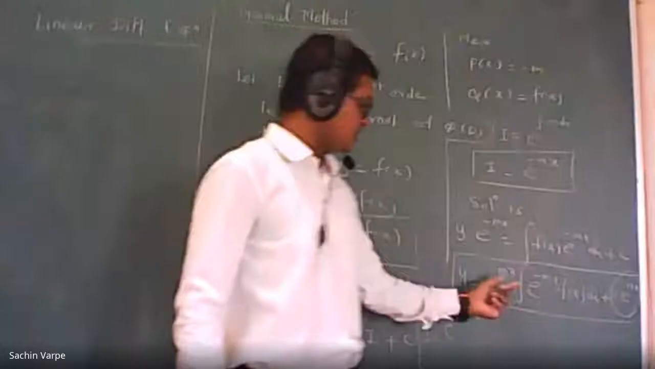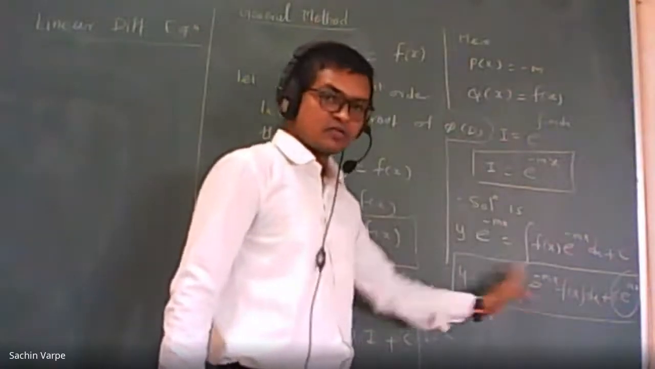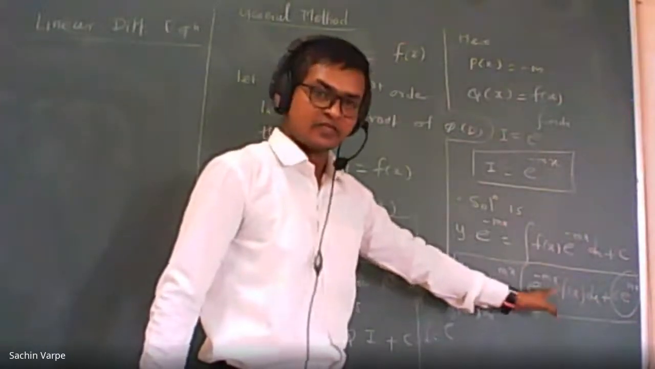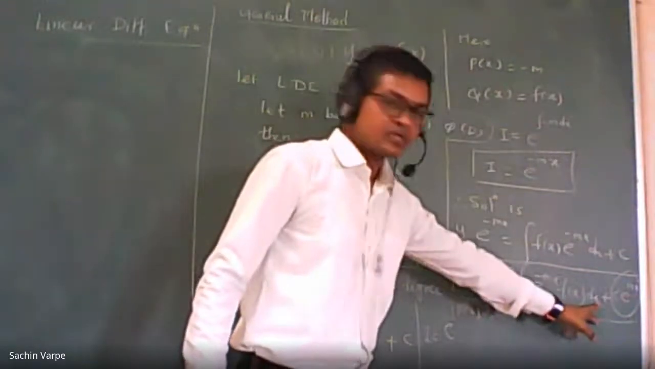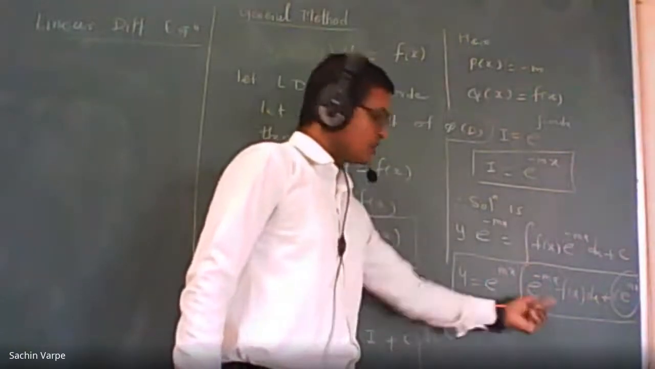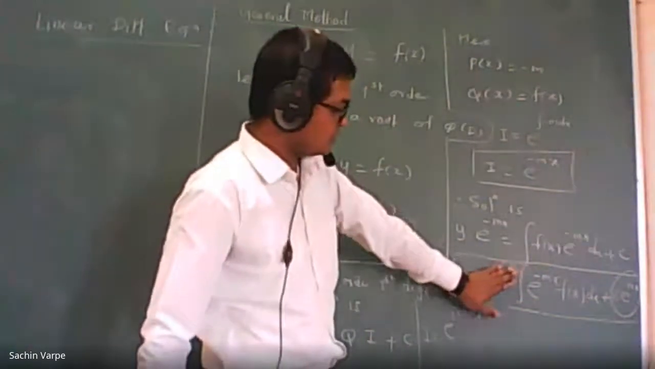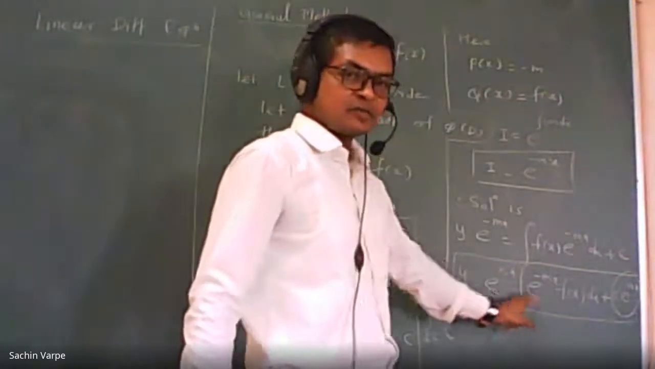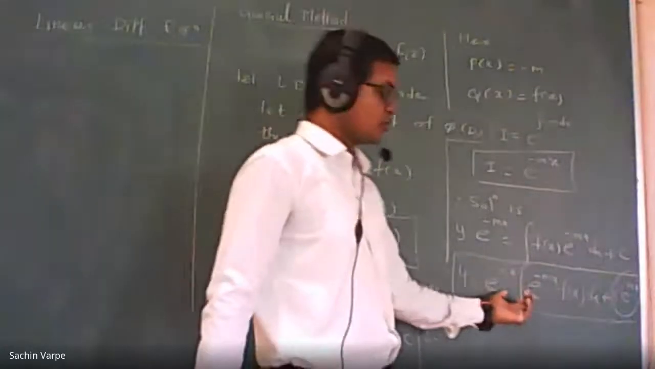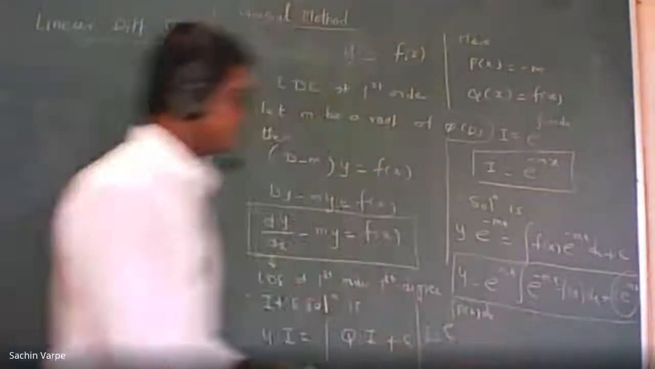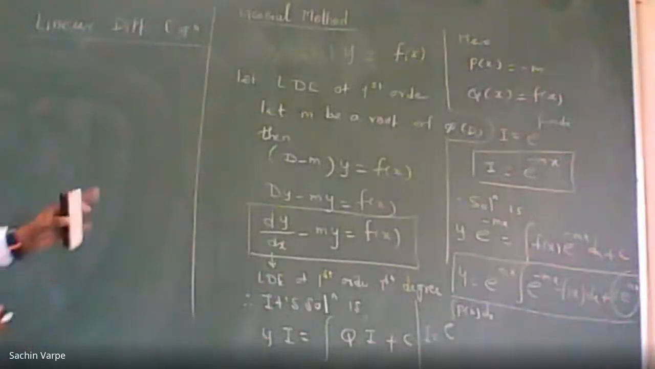See, this e raised to mx will be outside the integration, and this e raised to minus mx is inside the integration, and that is a function of x. And this integration is with respect to x. So it is not possible to take this outside or this inside, isn't it? This is independent of the integral, remember, and this depends on the integral. So they will not cut each other. Is it okay? Yes, sir. So it is not possible to simplify further. That is why that is the last form of the particular integral.